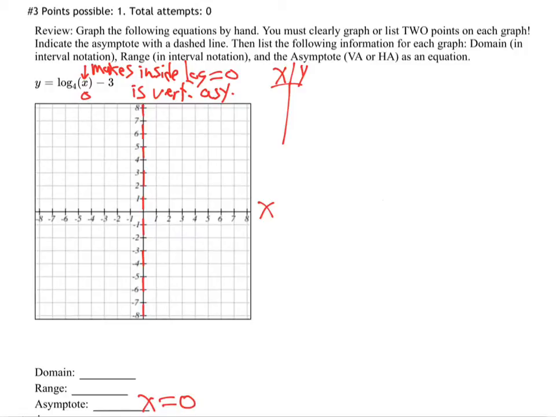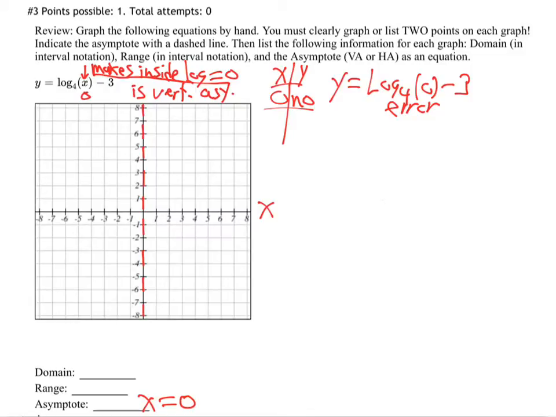It's whatever makes the inside of a log 0, because you can try it in your calculator, log of 0 is not going to work. Here, I'll write it here for us. 0, y equals log base 4 of 0 minus 3. If you do that in your calculator, give it a try, it'll give you an error. Log of 0 is an error. So that's the vertical asymptote. Then we go up from there.